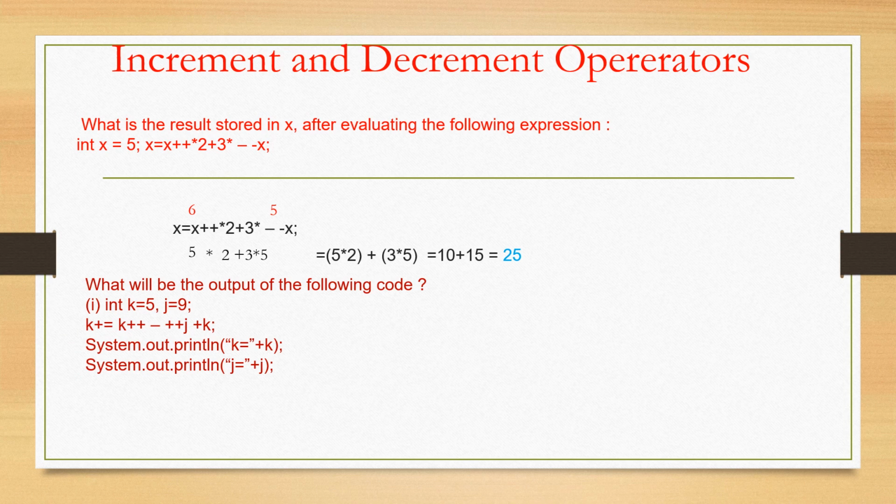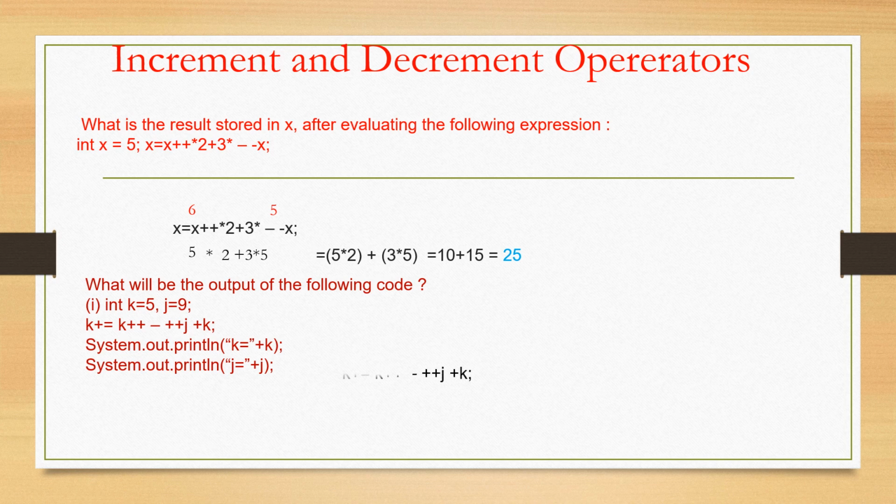int k is equal to 5, j is 9, k plus is equal to k plus plus minus plus plus j plus k. So like this, if it is coming just k is equal to k plus plus, then only we have to solve the right hand side. But when it is coming k plus is equal to, then that value also we have to add. So first we will solve the right hand side, and then from the left hand side original value of k will be taken, not the last value.